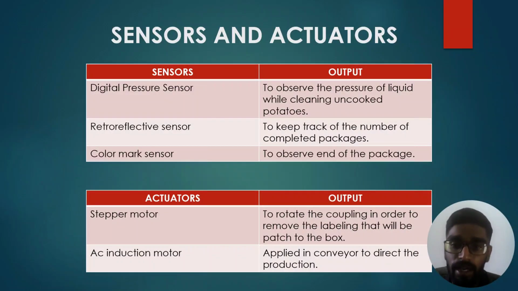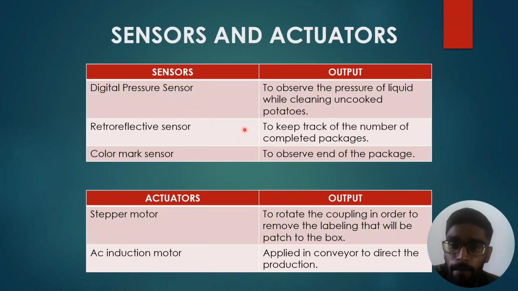Throughout the video, we have found several sensors and actuators. The sensors that we choose are a digital pressure sensor, retroreflective sensor, and color mark sensor. The digital pressure sensor is used to observe the pressure of liquid while cleaning the uncooked potatoes. The retroreflective sensor is used to keep track of the number of packages that have been completed. And the color mark sensor is to observe the end of the packet.